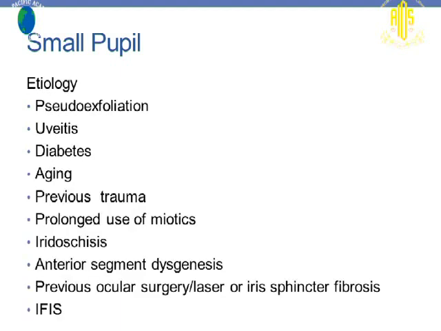The etiology of small pupil includes pseudoexfoliation, uveitis, diabetes, aging, previous trauma, prolonged use of miotics, iridocyclitis, anterior segment dysgenesis, previous ocular surgery, laser, or iris sphincter fibrosis, or the floppy iris syndrome.